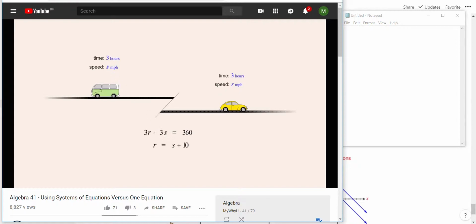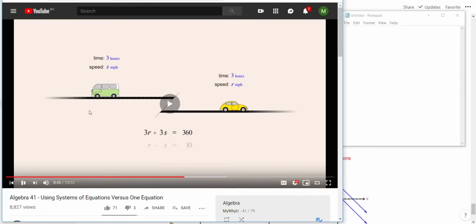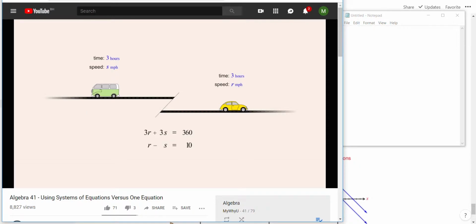This gives us a system of two equations in two variables. Solving this system using the elimination method, we first rewrite the second equation so that both equations are in standard form. If we choose to eliminate s, we multiply the second equation by 3.